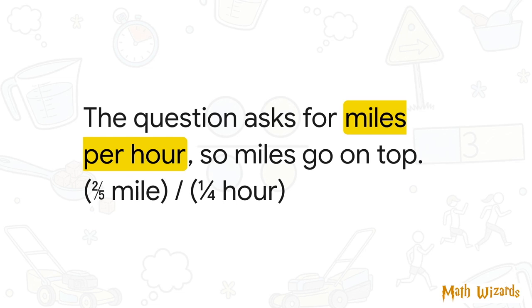Okay, step 1, write it as a fraction. And the question literally gives us a cheat sheet. It says miles per hour. That tells us exactly how to set it up. Miles go on top, hours go on the bottom. So we write 2/5 of a mile over 1/4 of an hour.